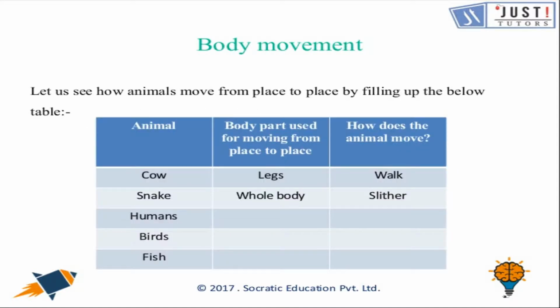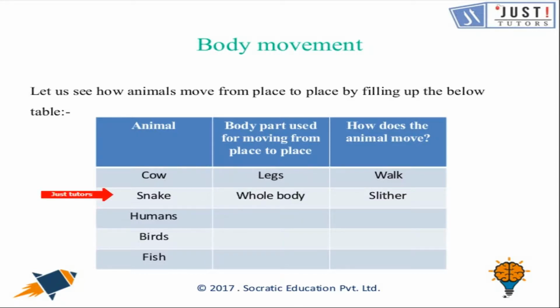Here we have considered animals and also taken into account the different body parts they engage to move from one place to another. Now the first one on the list is a cow, which uses its legs to move from one place to another. This kind of motion is termed as walking.